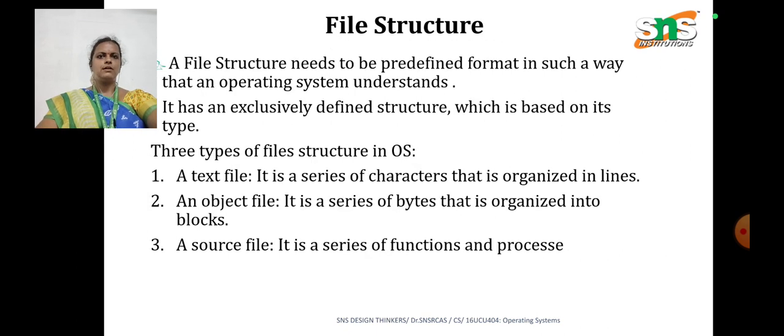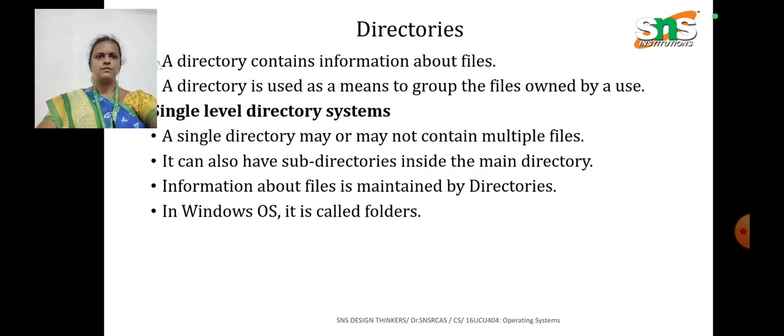File structure. File structure needs a predefined format in such a way that the operating system understands. It has an exclusively defined structure which is based on its type. There are three different types of structures in the file structures in the operating system. They are text file, object file, and source file. A text file is a series of characters that is organized in lines. Object file is a series of bytes that is organized into blocks. Source file is a series of functions and processes.